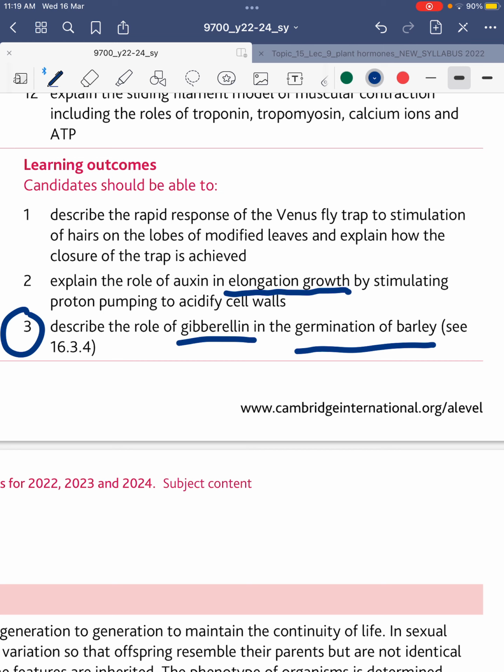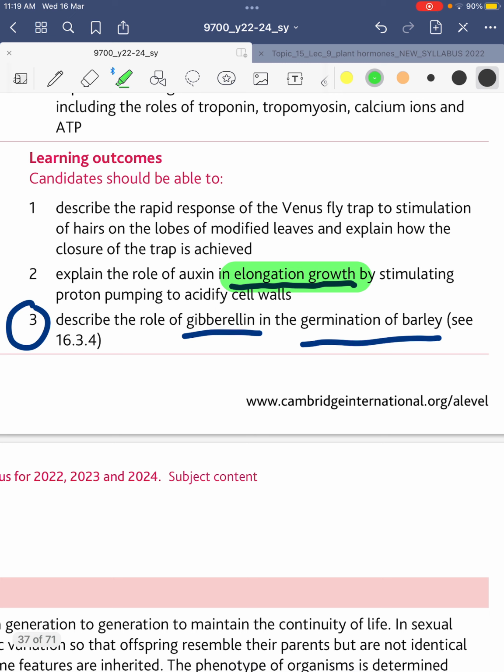Okay, so remember this, that auxin is only in the elongation because there are many roles of auxin. Auxin can promote the development of roots, can also stimulate the ripening of fruits. There are many roles of auxin. For this particular learning objective or syllabus, it's only for the elongation. All right. Let's have a look.